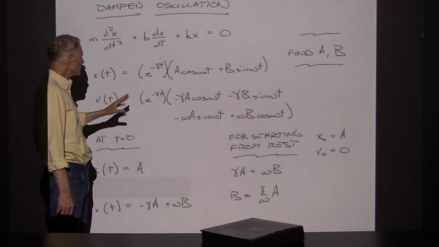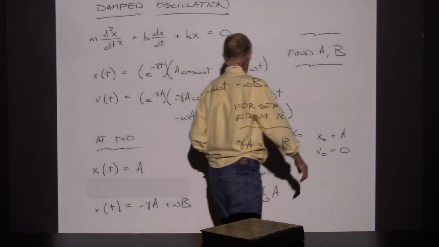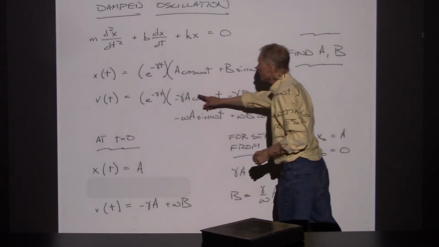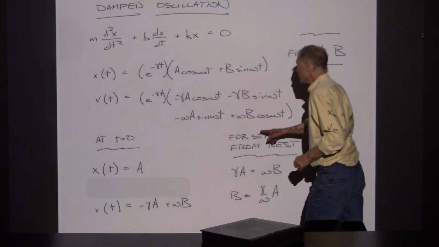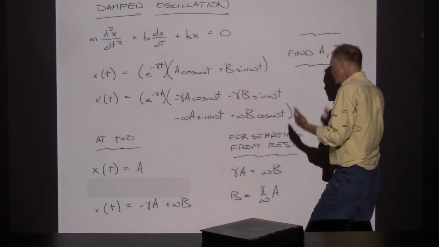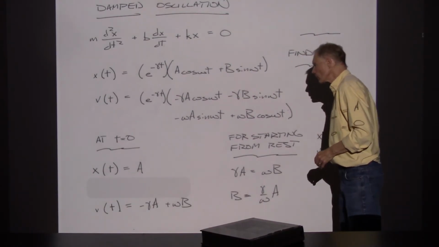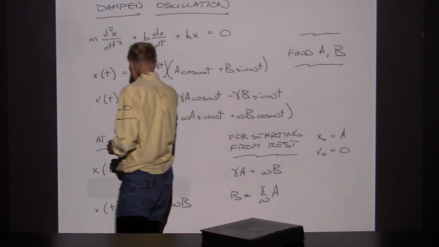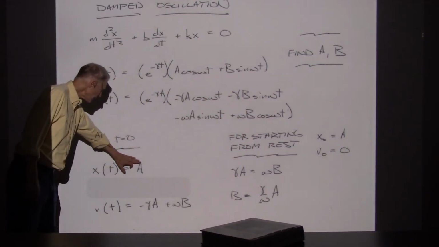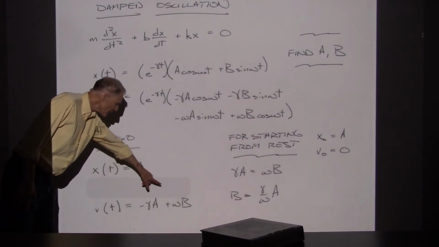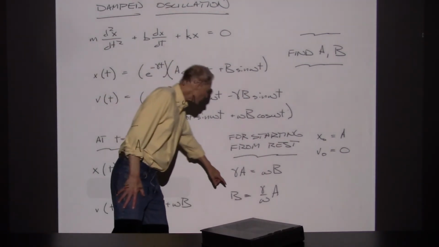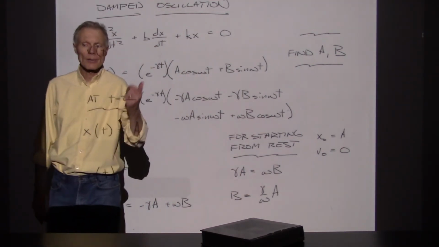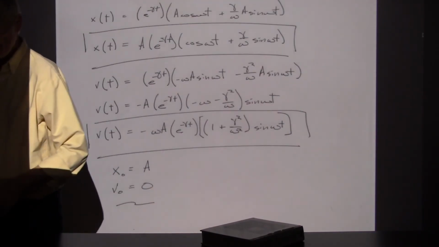And then when I combined everything together for the velocity, I want the cosine parts to drop out. So there's a gamma times A minus and a plus omega B. I want to just set those equal to each other. So this will work. What's going to happen at t equals 0 is that x is equal to A, v is equal to minus gamma A plus omega B. That can be solved by saying B is equal to gamma over omega times A. That will work. What will the new solutions look like?